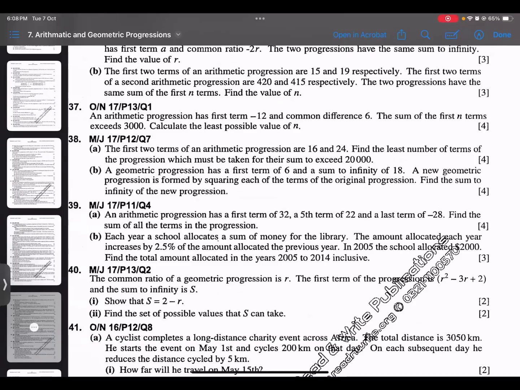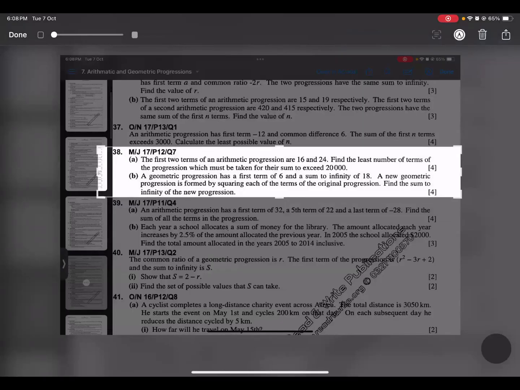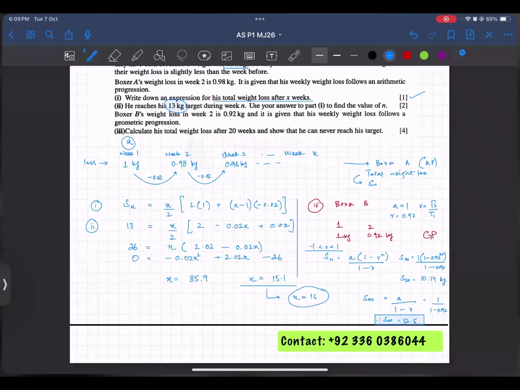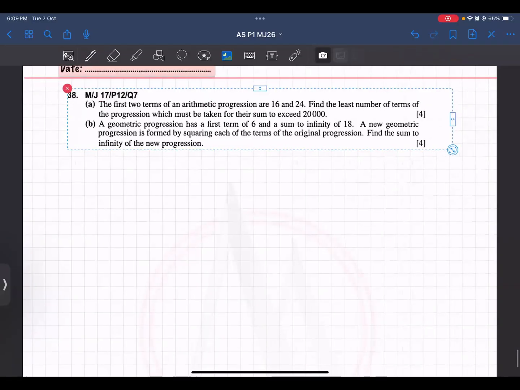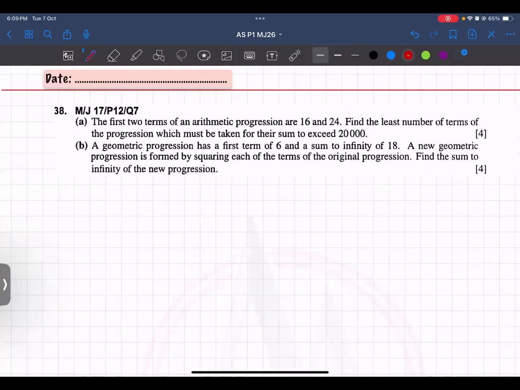Okay, question number 38 looks good. So the first two terms of an AP are 16 and 24. So term 1 is 16, second term 24. And this is an AP. Find the least number of terms for the progression which must be taken for the sum to exceed 20,000.